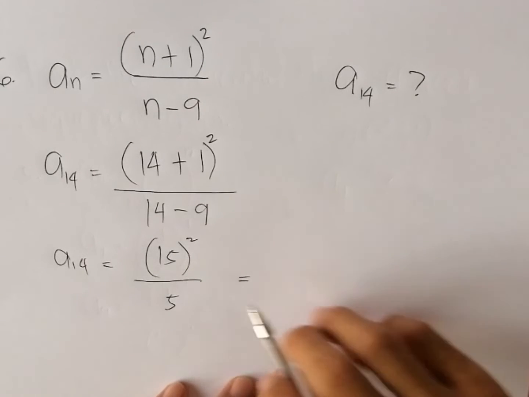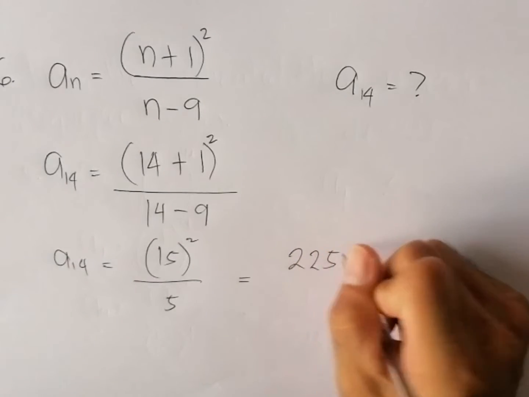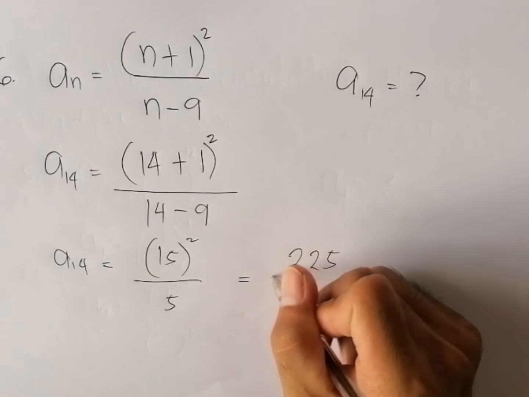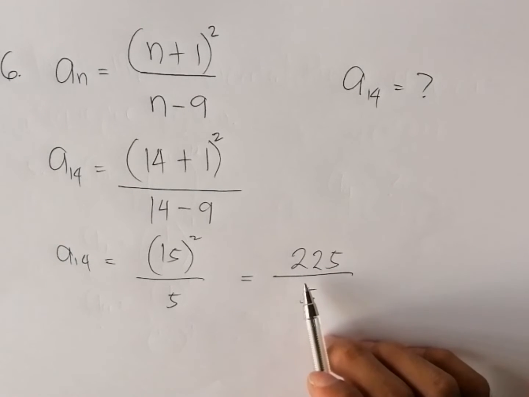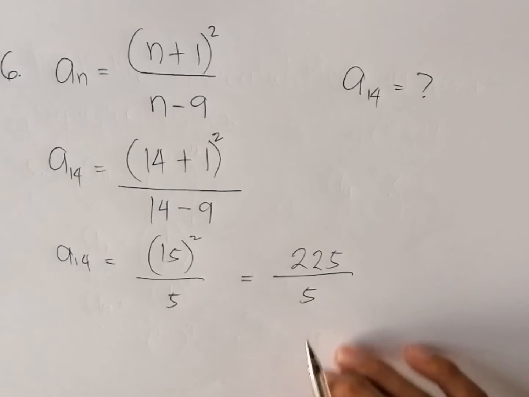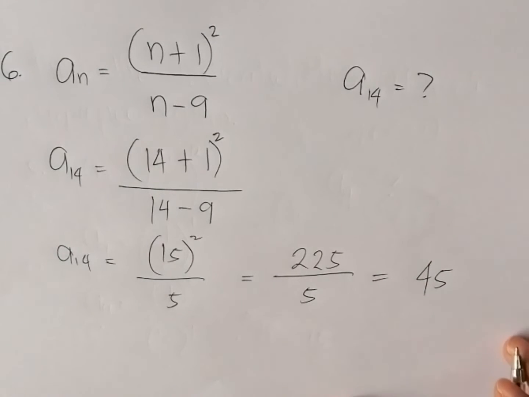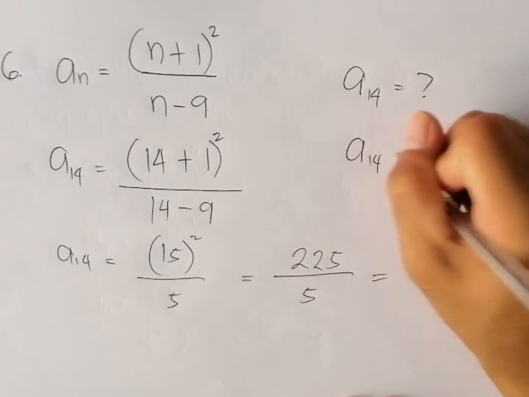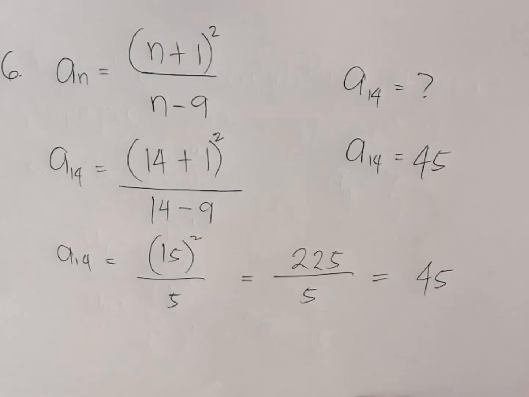Equals 15 squared, 225, over 5. And 225 divided by 5, that is equal to 45. Therefore, a sub 14 is equal to 45.